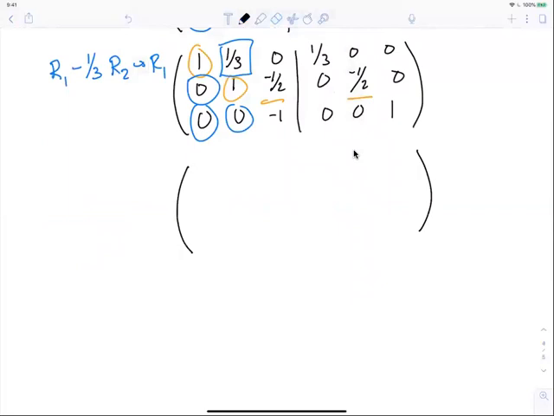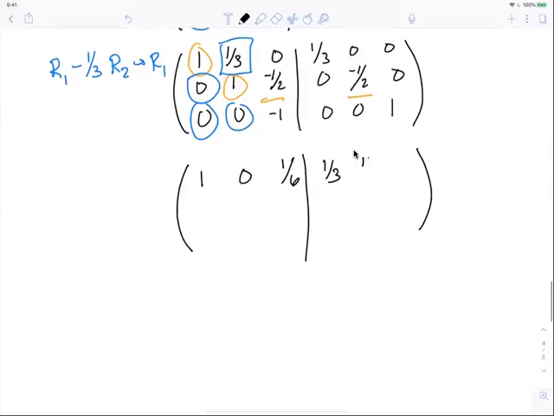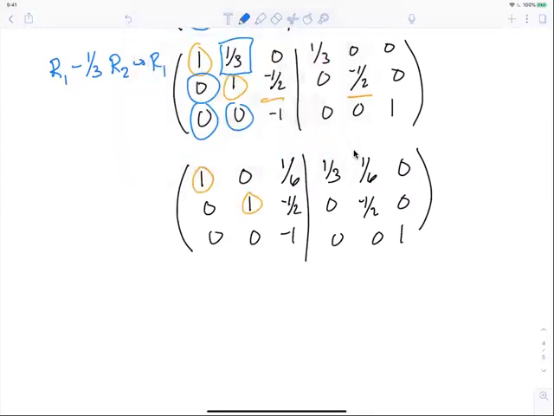So what do we have when we do that? That first row is going to become a 0 up here. All right, this becomes a 1/6, 1/3, and now we're going to take minus 1/3 times 1/2. You get a 1/6. So now the cool thing is we're almost getting the identity here. You just have one more column to go.